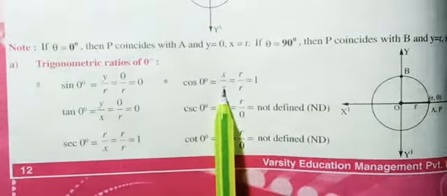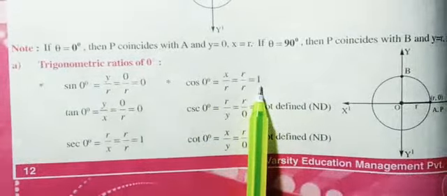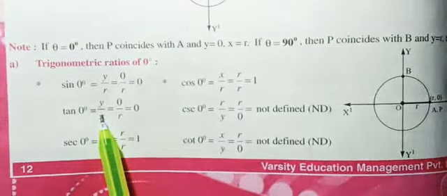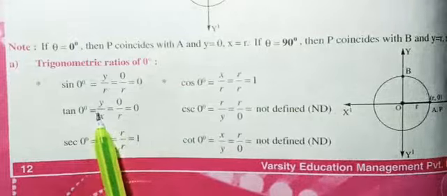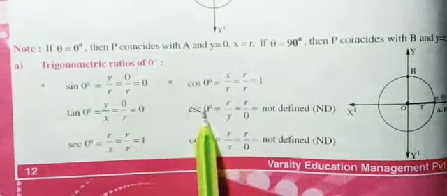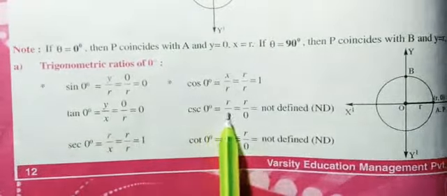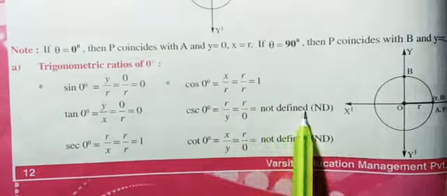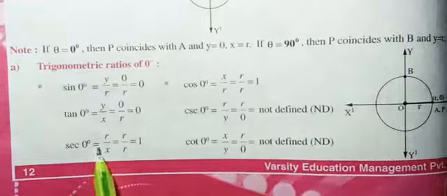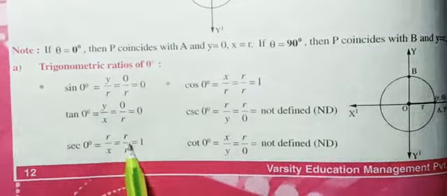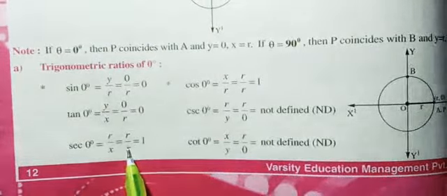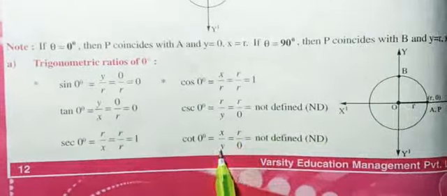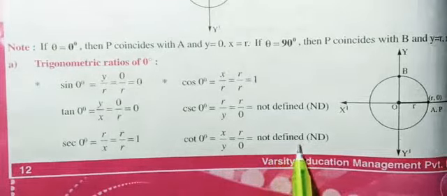Cos 0 is equal to x by r, means r by r, means 1. Tan 0 is equal to y by x, so 0 by r means 0. Cosec 0 is equal to r by y, that is r by 0, so not defined, it is called infinite. Next, sec 0 is equal to r by x is equal to r by r, is equal to 1. Cot 0 is equal to x by y is equal to r by 0, so that is also infinite.